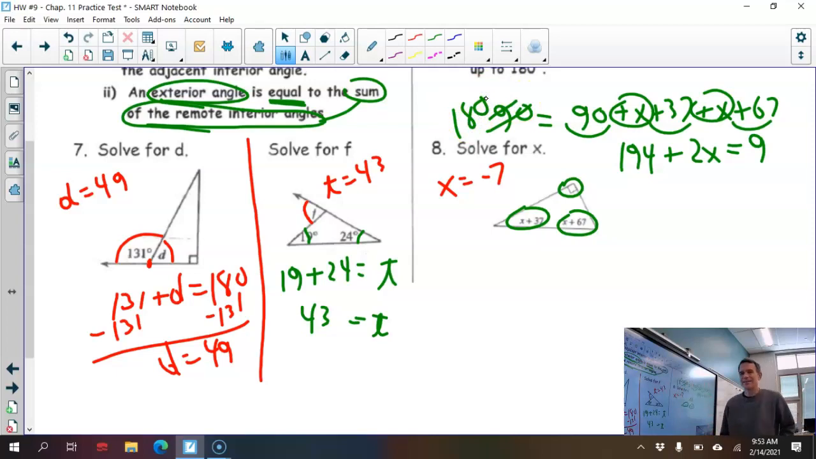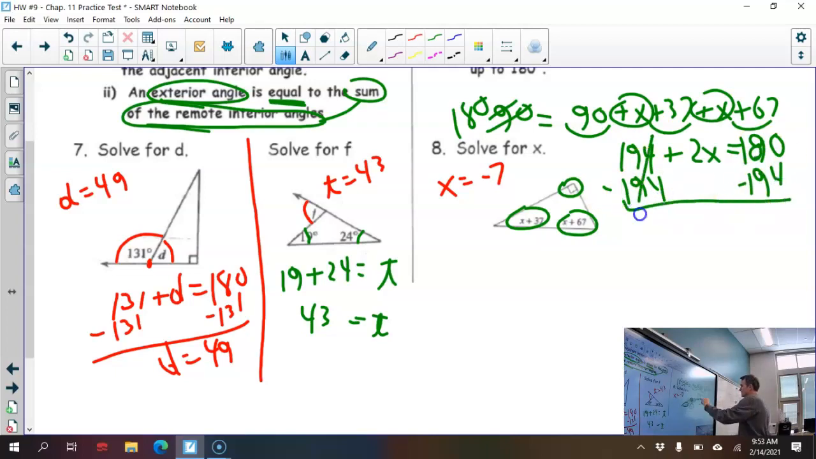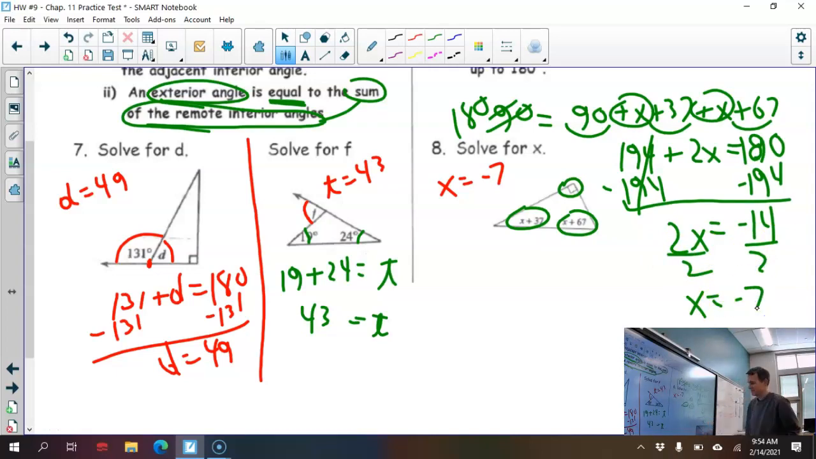The angles inside a triangle add up to 180, don't they? So then I can subtract 194 from both sides, and I get 2x equals negative 14. And if I divide by 2, I get x equals negative 7.